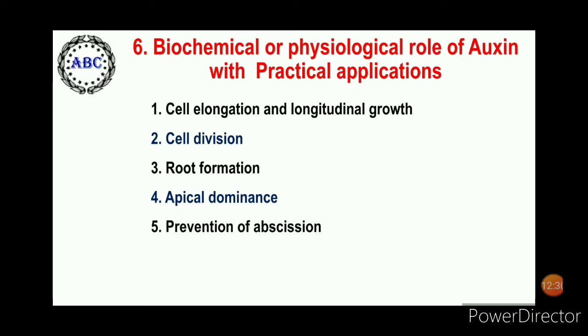The next biochemical or physiological role is prevention of abscission layer. Premature fall of leaves, flowers and fruits occur due to formation of a separation layer or abscission layer in the abscission zone, and that zone is at the base of a petiole of leaf or pedicel of flower or peduncle of a fruit.